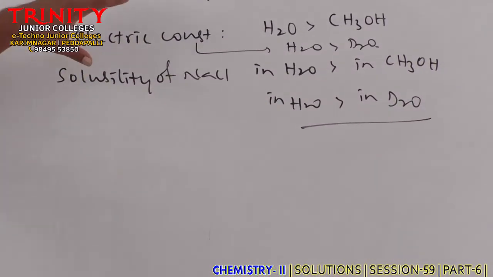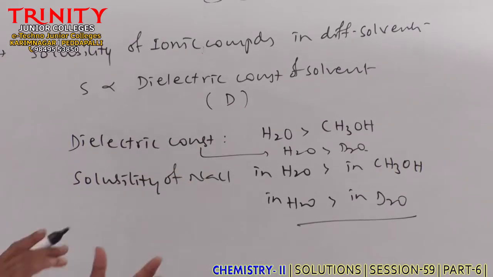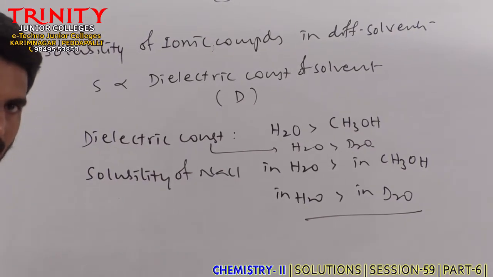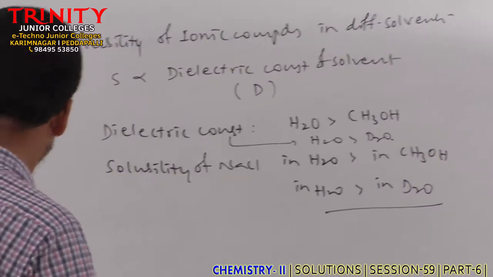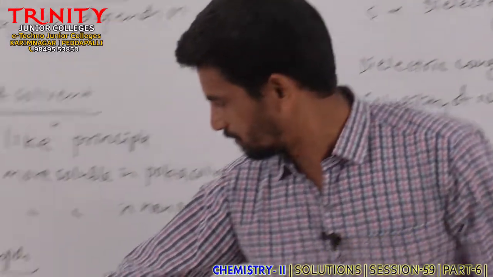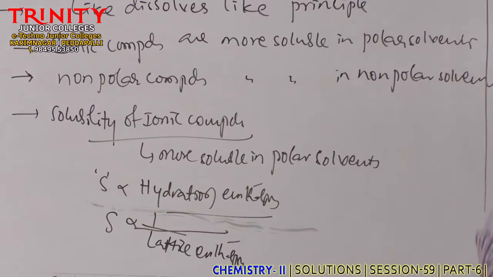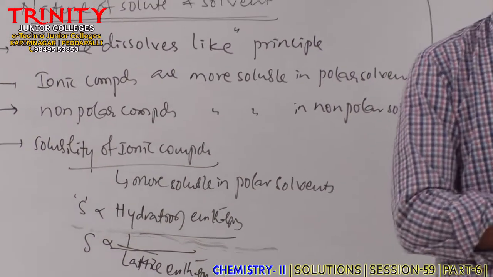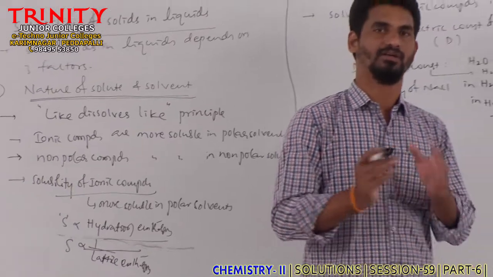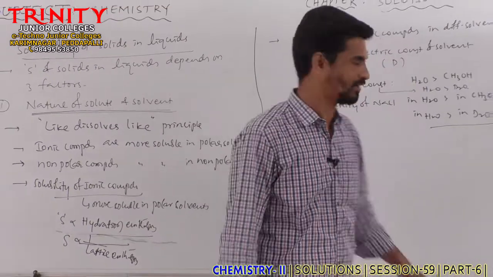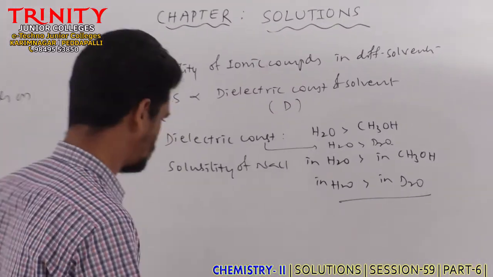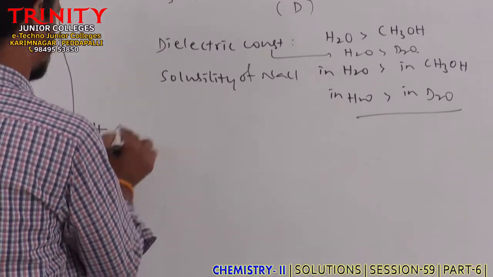So like this we can say, why? Because when the dielectric constant of the solvent is more, lattice enthalpy becomes less. When lattice enthalpy is less, solubility will be more, because solubility is inversely proportional to lattice enthalpy. Lattice enthalpy is inversely proportional to the dielectric constant of the solvent. So we can write that solubility is directly proportional to dielectric constant.